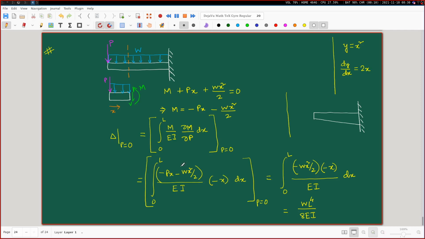Yes. So there is a choice now in your hand, that if you are just shown a structure and somebody is asking you to find out the deflection at this and this point, you just apply whatever is comfortable to you.